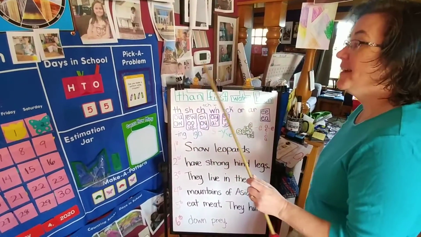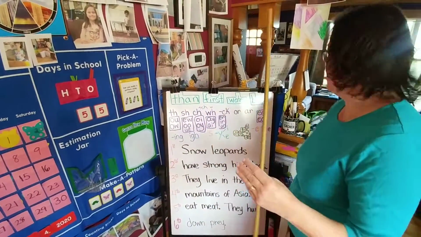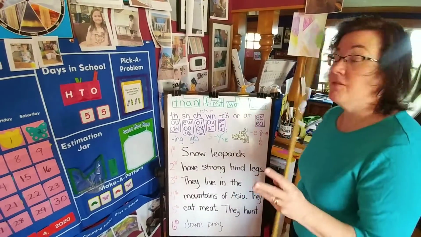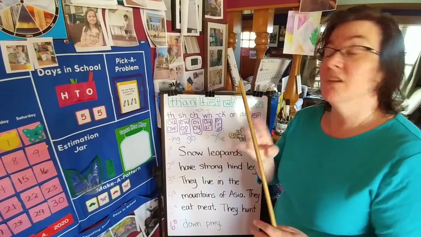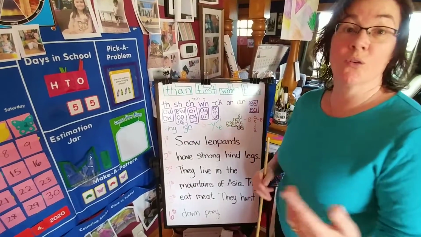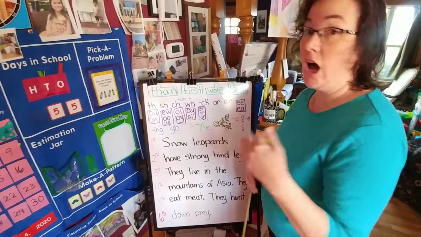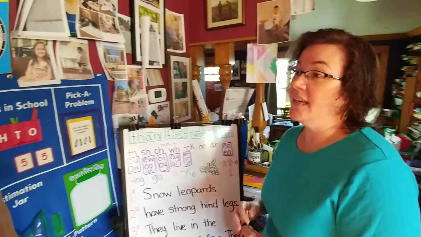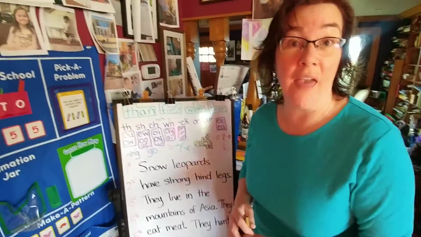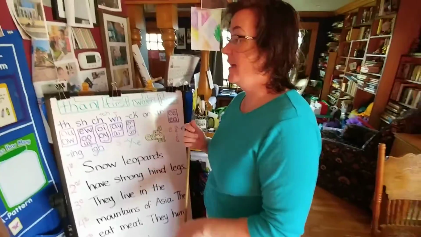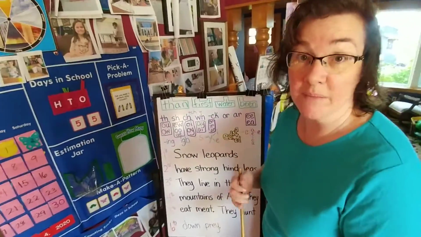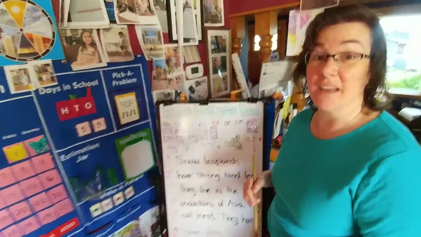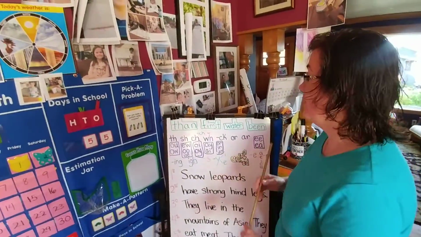T-H-A-N. Than. Than means to compare. Uh-oh, everything fell. That's okay. We'll fix that later. Than means to compare 2 things. So you can say, she is older than me. She is taller than me, right? He is younger than me. He is shorter than me. Than. It's to compare 2 things, okay? It is sunnier today than it was yesterday. Than. To compare 2 things.